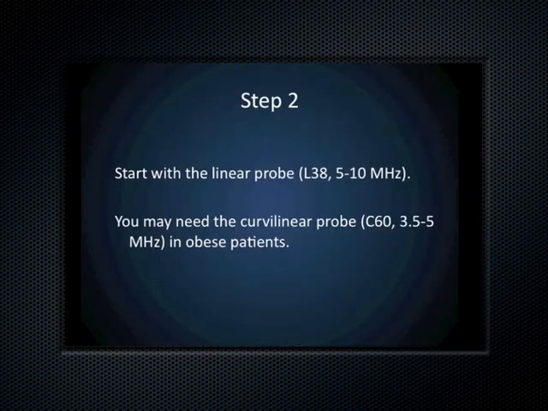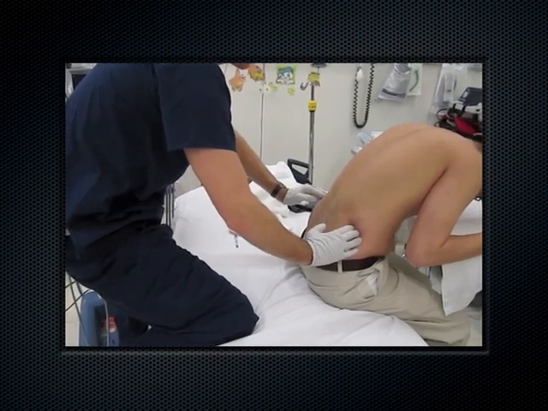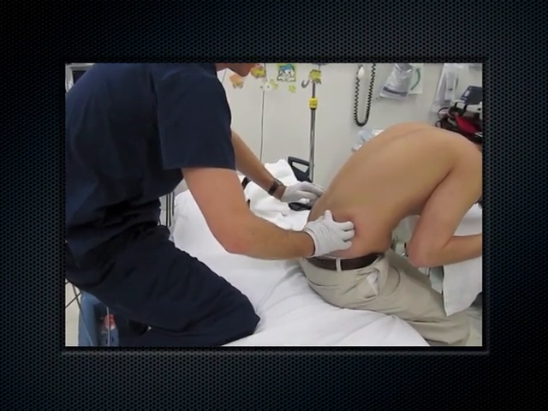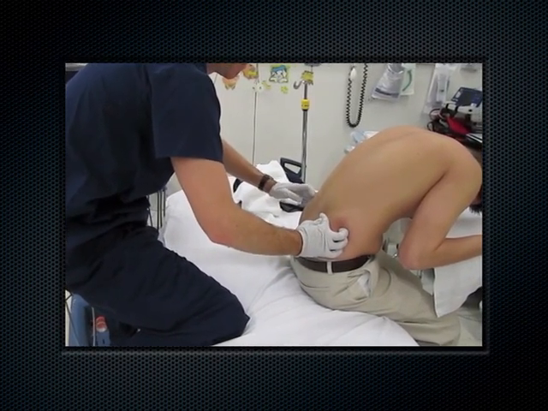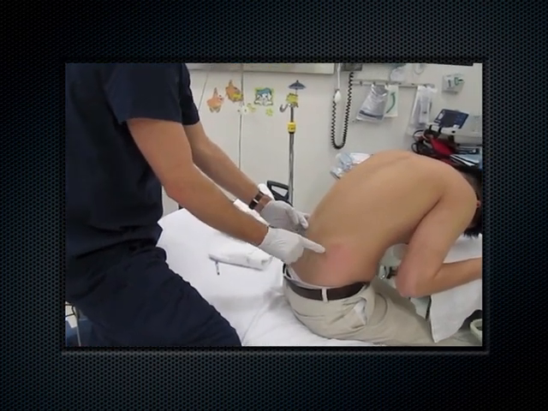Start with the linear probe, or the L38. You may find that in a more obese patient you'll have to move to the curvilinear probe if you can't see what you need to see. Now, identify Tuffier's line. This is the horizontal line between the superior iliac crests. This will help you identify the spot where you should first place your probe to look for the spinous processes.